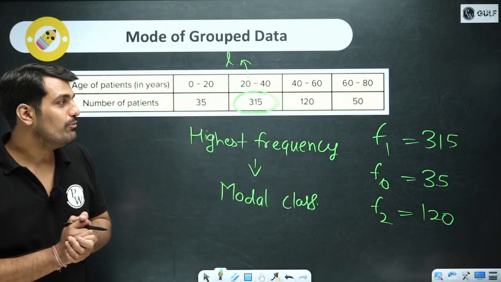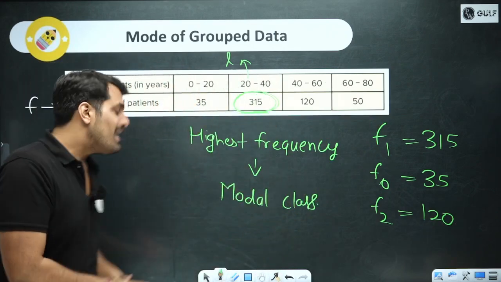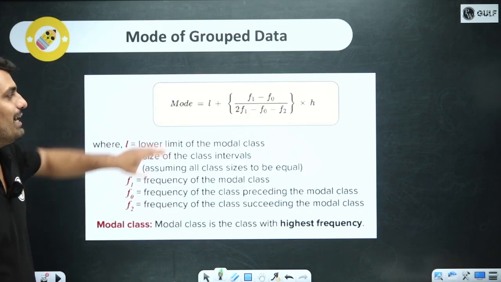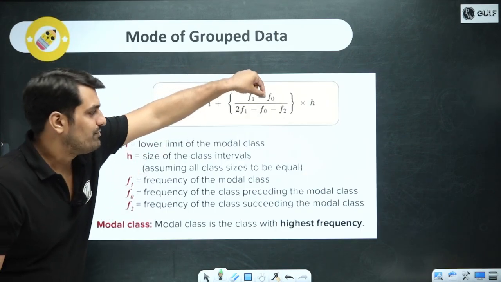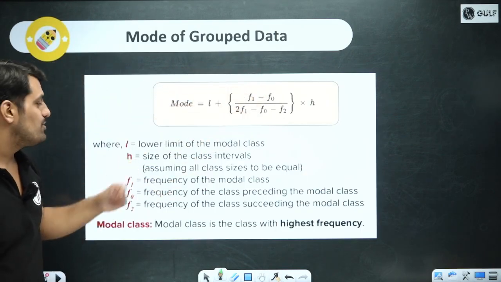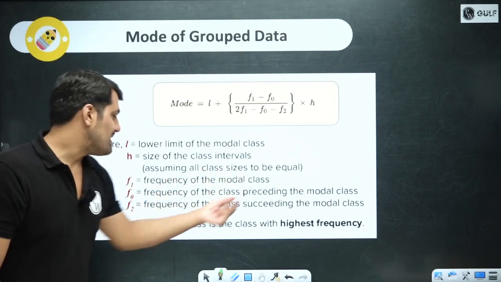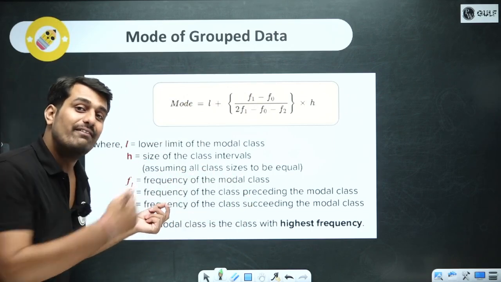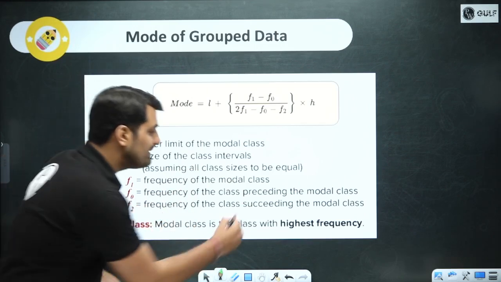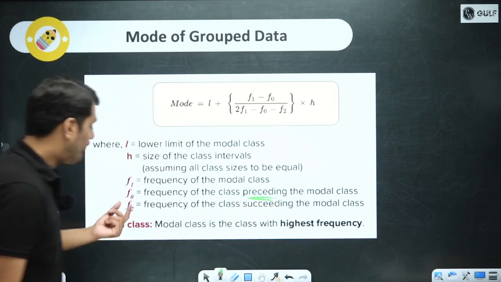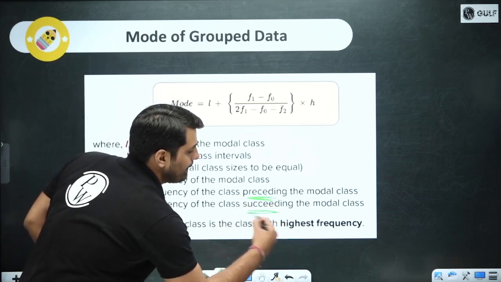That is how things need to be done. So the formula is very simple: L plus F1 minus F0. H is the class width as usual. F1 is the frequency of the modal class. F0 is the frequency of the preceding class. And F2 is the frequency of the succeeding class.